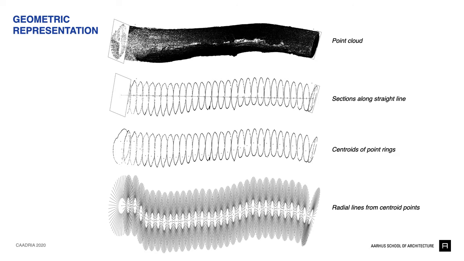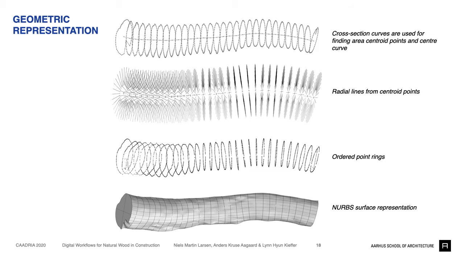Along this straight line between the planes, a series of sections from the point cloud is then extracted. The centroid of each ring gives us points that lie inside the sections. From each of these points, a set of radial lines is then created. For every line, the closest points in the corresponding point rings are found, thereby creating a new set of point rings. These new points are well ordered as the hours on a dial, and therefore allows the construction of rationalized NURBS curves describing sections through the log.